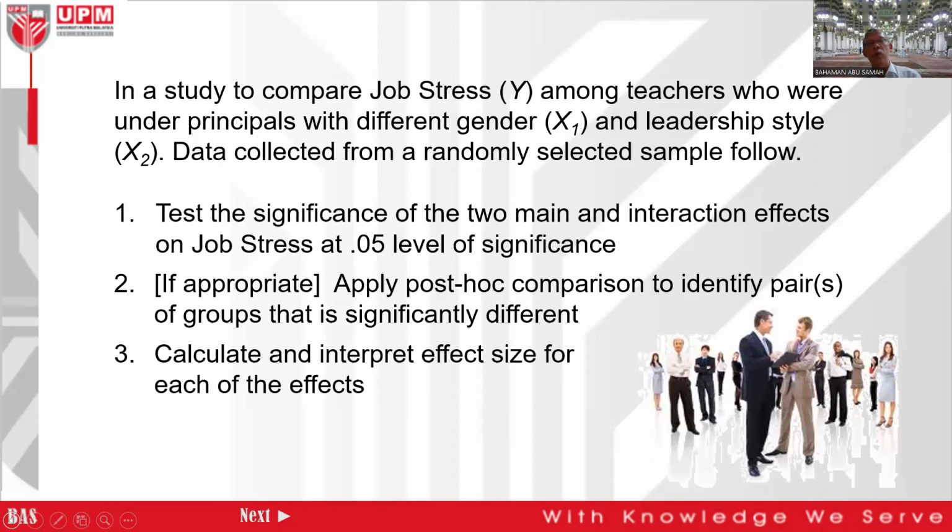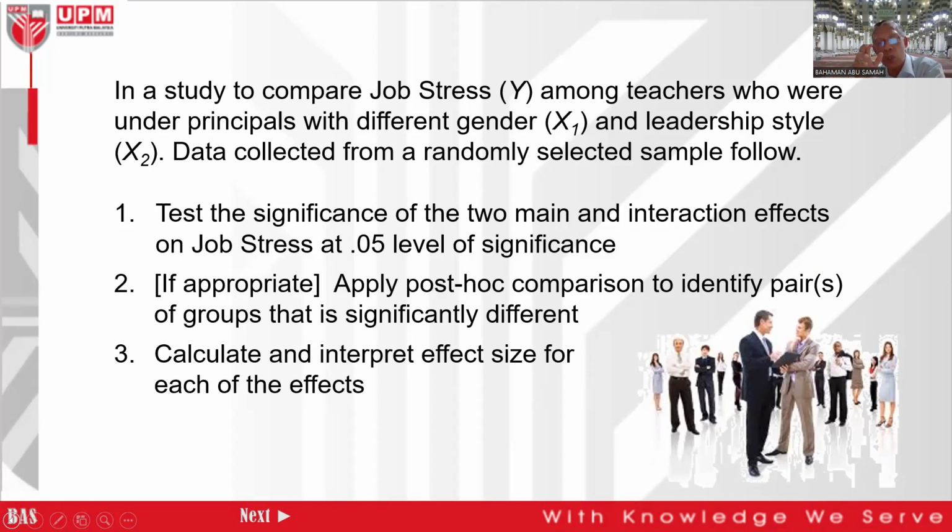And then we also want to look at whether there is any interaction effect between gender and leadership style of the principal, whether it has any effect on the teacher's stress level or stress score. That is basically what I'm interested in. Data were collected from a randomly selected sample, and the data will be given in the next slide. Okay, question number 1. Test the significance of the two main effects and the interaction effect on job stress at the 0.05 level of significance. We are supposed to test 3 different hypotheses.